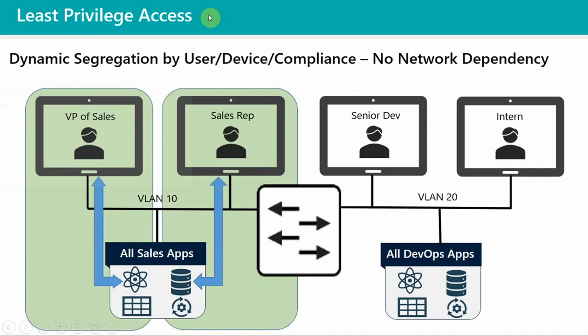Let's contrast legacy privilege access with least privilege access. Using least privilege access, unlike legacy privilege access, you have dynamic segregation by not only user, but device and compliance status as well. Using Genian NAC, there is no network dependency to perform this segregation. With least privilege access, instead of having access to an entire VLAN, an individual may have access only to one particular server, or maybe even a particular service on that server.